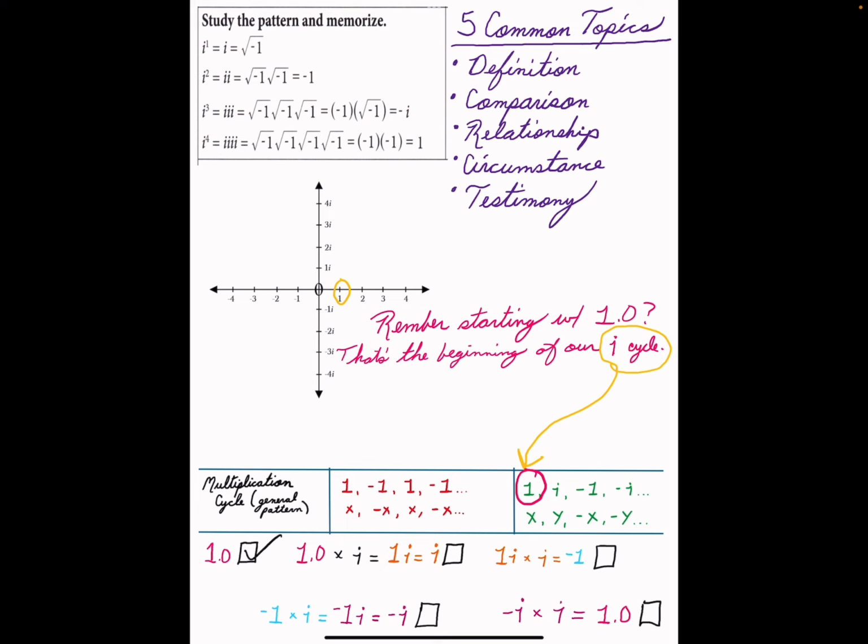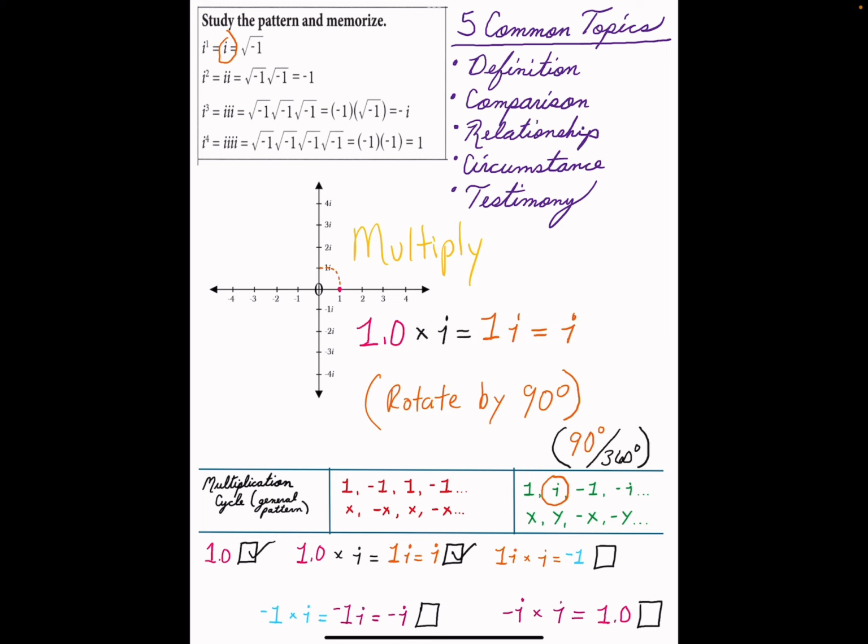We're at the number 1. It is the beginning of our I cycle, we can see, and we have checked off starting with number 1. We are going to rotate by 90 degrees because, again, when you're dealing with complex numbers, you're rotating around the point of origin. So we're going to take that 1.0, we're going to multiply by I, and we come up with 1I, which is the same as I.